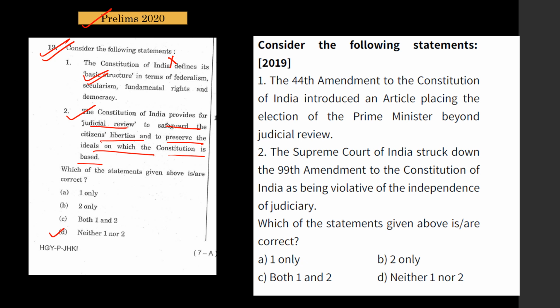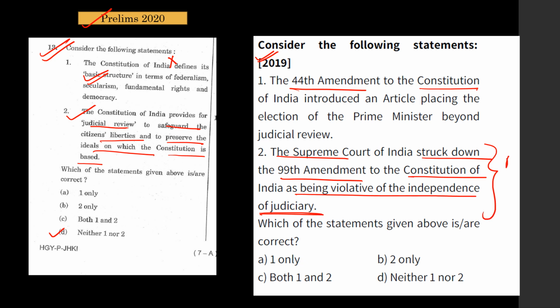You can see another question which came in the prelims examination 2019. You can see here the 44th amendment of the constitution, and the Supreme Court of India struck down the 99th amendment to the constitution as being violative of the independence of judiciary. So guys, this is also related to the basic structure doctrine. So we are going to see how questions can come on this topic in 2024 using these two PYQs. I will show you exactly.